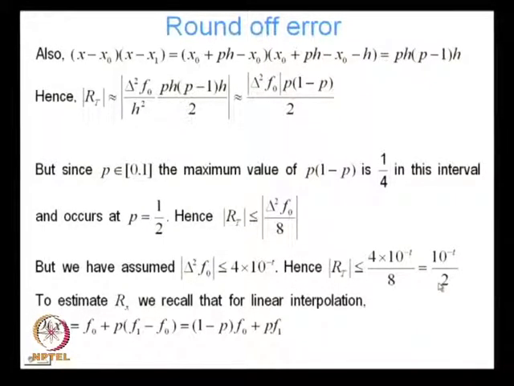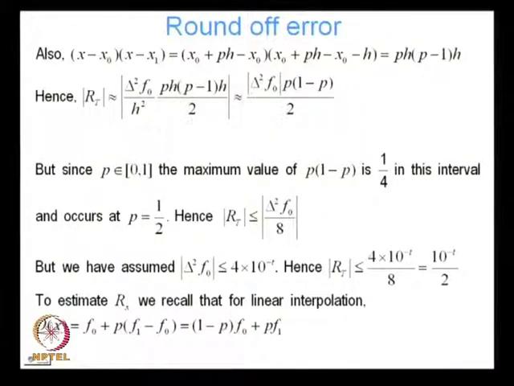Now that we know the truncation error, we want to calculate the error due to round off. We know that for linear interpolation, q of x is equal to f0 plus p times f1 minus f0. So at x0 plus ph, the function value is going to be f0 plus p times f1 minus f0, just by linear interpolation. I have f0 here, I have f1 here. So at a point p between 0 and h, that has to be equal to f0 plus p times f1 minus f0, which is equal to 1 minus p times f0 plus p times f1.